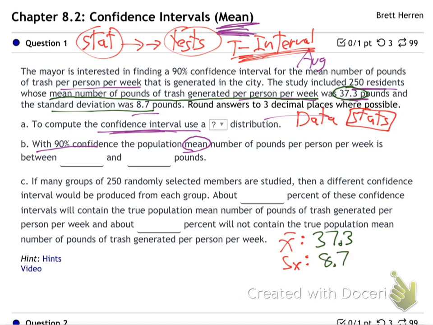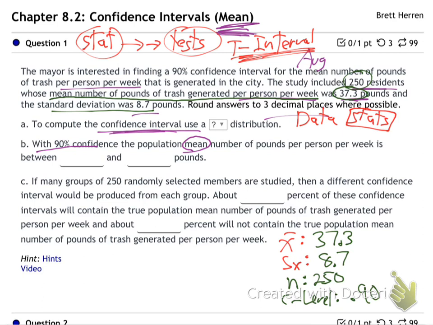8.7. And then it's also asking me for N. What is N always? Total number of people in the sample. And what's that for this problem? 250. And then the confidence level, they're asking us to do a 0.90. So put that information in, and then hit enter for calculate.